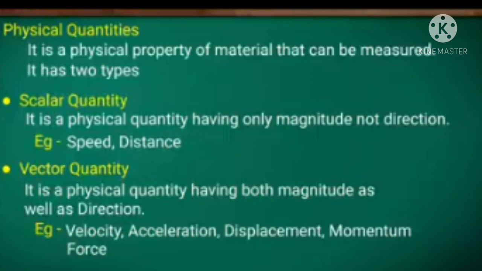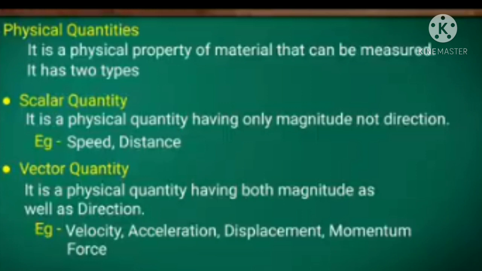There are two types of physical quantities: scalar quantity and vector quantity. What do you mean by scalar and what is vector? A scalar quantity is a physical quantity having only magnitude and no direction. Examples are speed and distance. Magnitude means a certain numerical value.